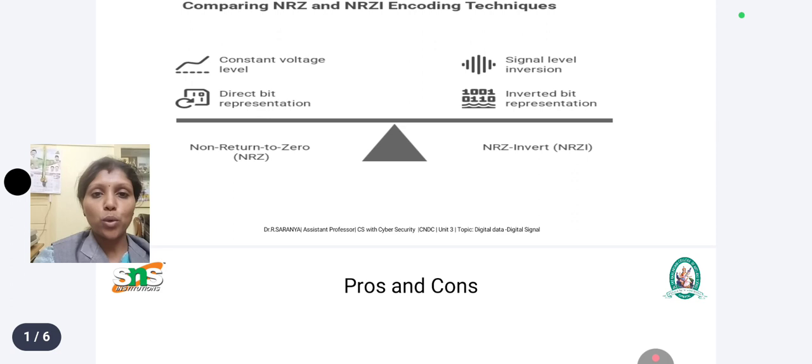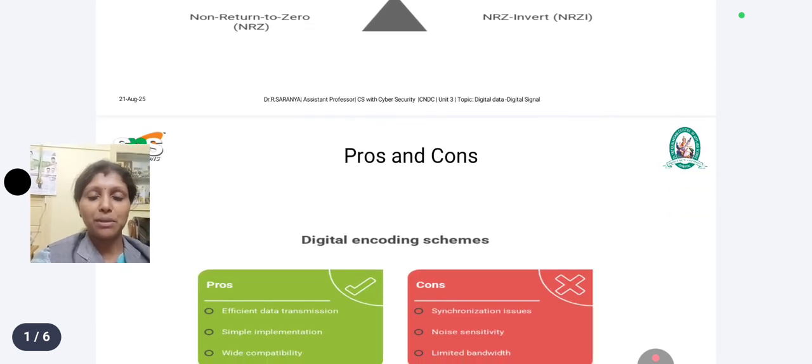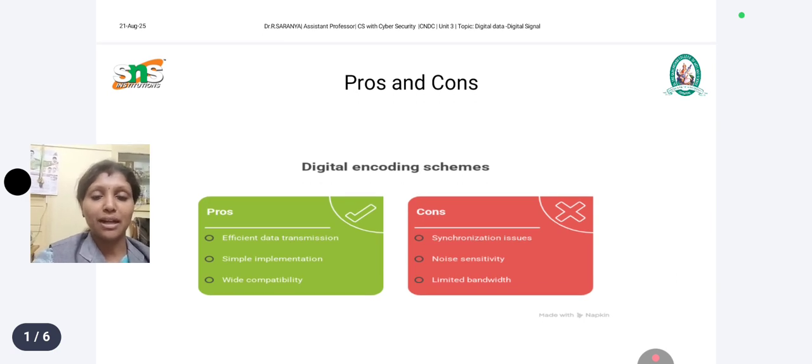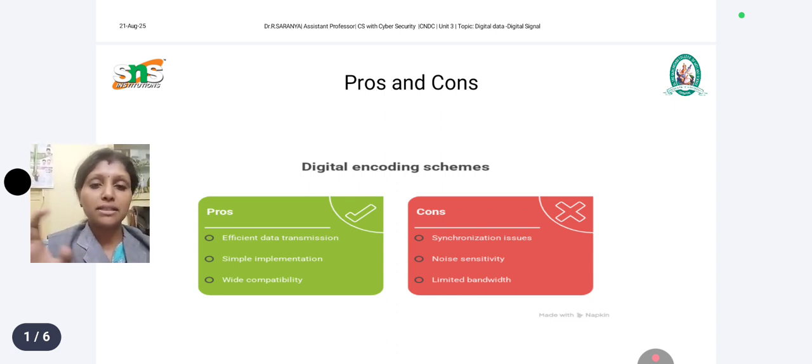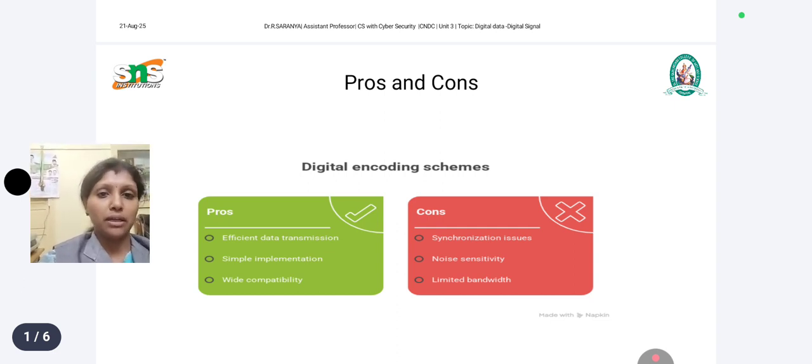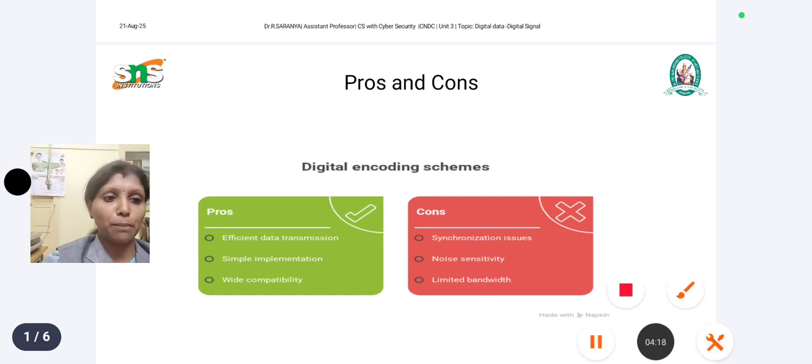Now let us see the pros and cons of transmitting the digital data to digital signals. Efficient data transmission: the efficacy is maintained while transmitting the data in a digitalized way, digital to digital. And it is a simple way to implement by using the techniques called NRZ and NRZI; we can implement these in an easy way for transmission. Wide compatibility is also one more advantage of using the digital to digital conversion process.